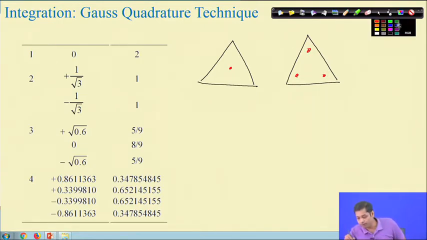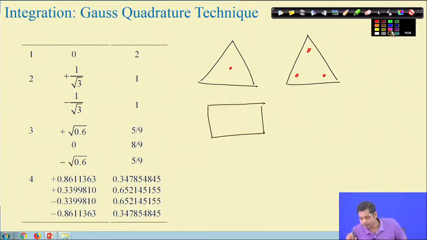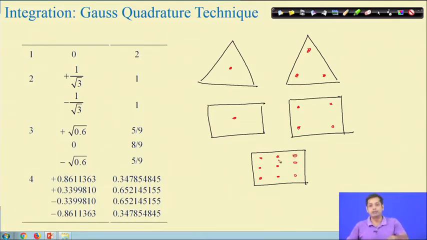Similarly, for a rectangular element, for this kind of domain, we can have a rule like this, or a rule like this. We can have a 2 by 2 rule, and so on, or a 3-point rule if you want to use it. These are the 3 by 3 rules. Depending on what function you are going to integrate over this domain, we have to choose the Gauss integration rule.